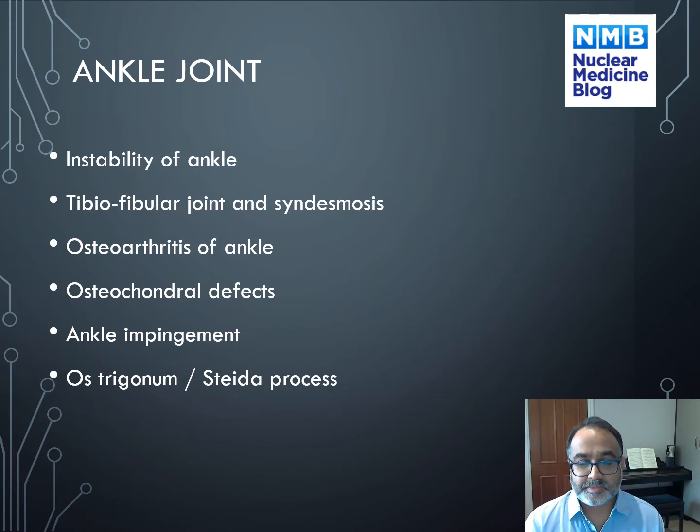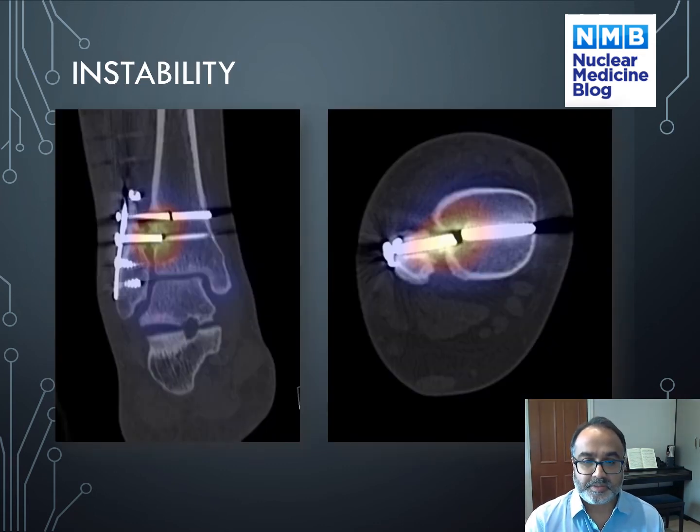So let's look at some of the pathology that we might see on SPECT-CT of the foot and ankle. One of the most common indications for a SPECT-CT of the foot and ankle is to assess for instability. Usually this is the result of a previous trauma, may have been a significant sprain with ligamentous injury, could have been a fracture like this.